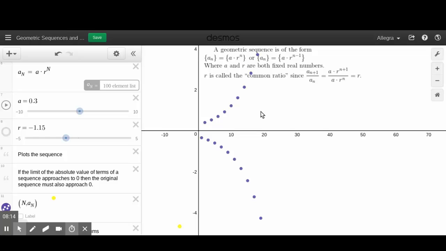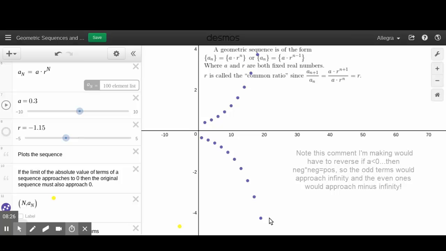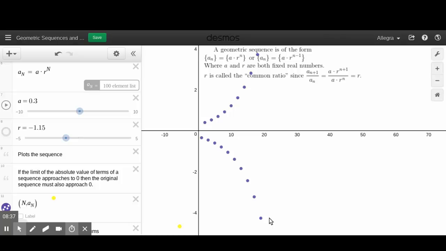Since the absolute value of r will be heading towards infinity, we can see that every even numbered term heads off to infinity. The odd numbered terms are heading to negative infinity because they're the negation of a positive sequence where the magnitude grows to infinity. And so we have divergence as long as r is less than or equal to -1.